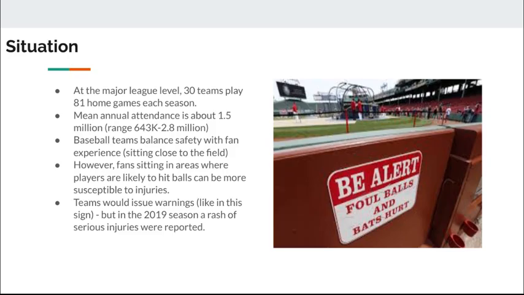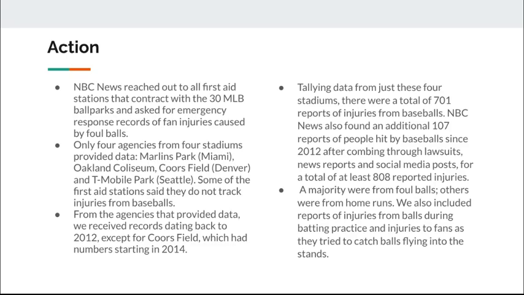But fans sitting in areas where players are likely to hit balls can be more susceptible to injuries. And a baseball coming off a bat, particularly at the major league level, is traveling very, very fast. It is a cork center wrapped very tightly with yarn and rubber with a leather covering over it. So being hit by a baseball can cause a pretty serious injury. Teams would issue warnings like this sign that you see here to be alert, but during the 2019 season, a rash of serious injuries were reported.